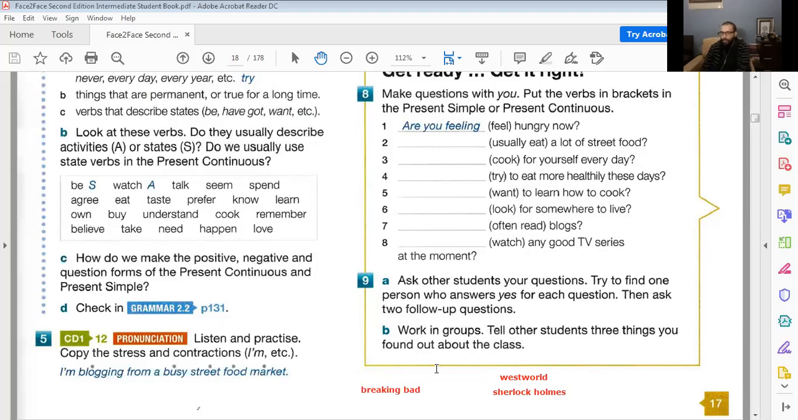My advice is don't look for series just because of the language. Look for the topic or the style that you're interested in. If you're interested in comedy, sitcom, Friends is good. If you're interested in science fiction, maybe Westworld is good. If you're interested in crime, Breaking Bad is good. So you have to choose your interest.